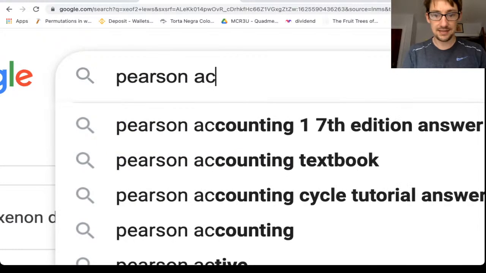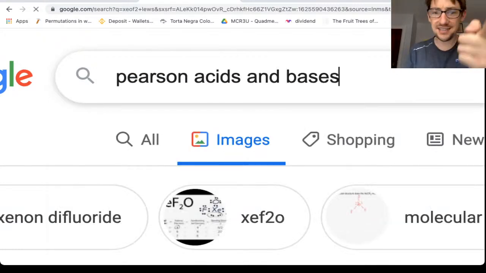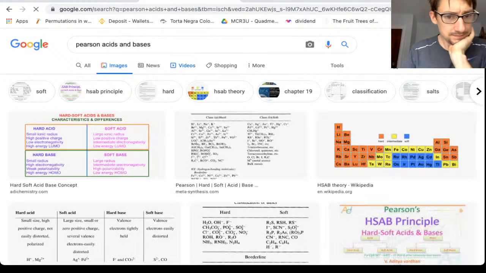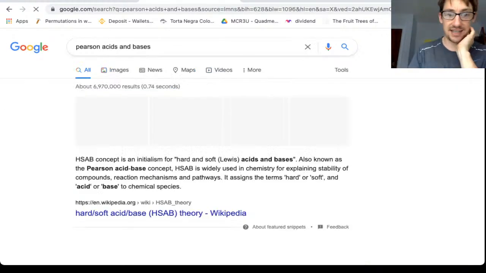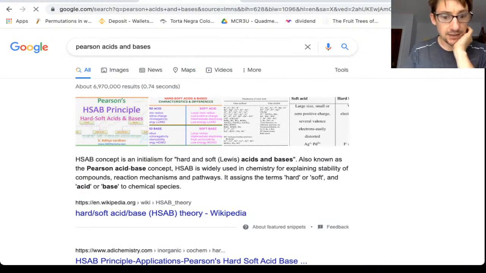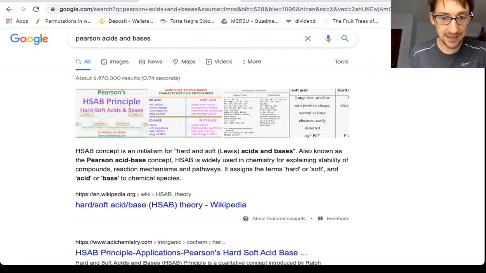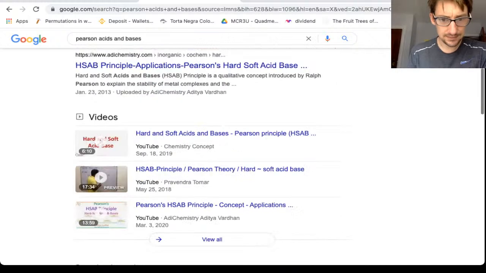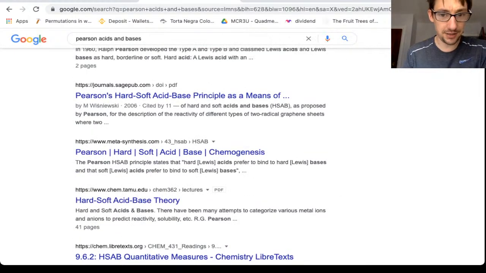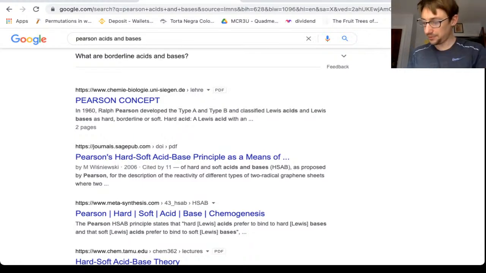Pearson acids and bases. Huh, it suggested it in Spanish. Though, to the person who asked for titrations, I have not forgotten about you. Oh, Pearson is hard acids and soft acids. It's for explaining the stability of compounds. Oh, boy. There is so much I don't know. Nope. Can't do it right now. Sorry, those of you waiting on Pearson stuff, I got nothing for you.